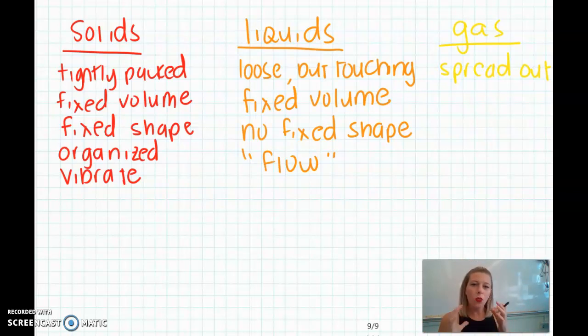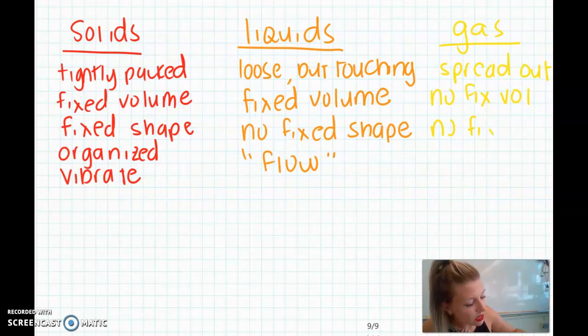What does that mean? Well, for example, if I were to take a sample of gas out of a balloon, let's say I had a helium balloon in this classroom, and I were to release the helium from that balloon, the helium would spread out into every single corner of my classroom until it fills the space that it can occupy. And therefore, we like to say that it has no fixed volume, and no fixed shape. And it usually takes the shape of its container.